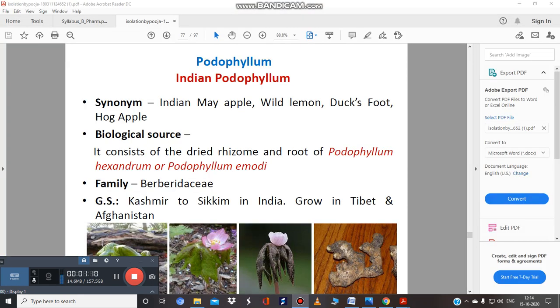So Indian May apple, Himalayan May apple, also Hogue apple. So it consists of the dried rhizome and the root part. This is the rhizome. Podophyllum hexandrum, Podophyllum emodi and Podophyllum peltatum is also there. That is the American podophyllum. And the family is Berberidaceae.